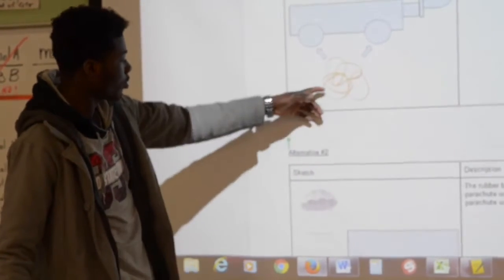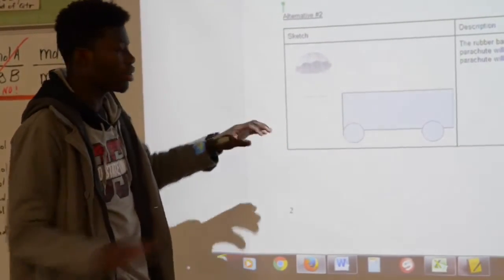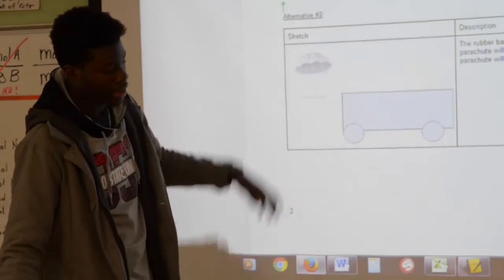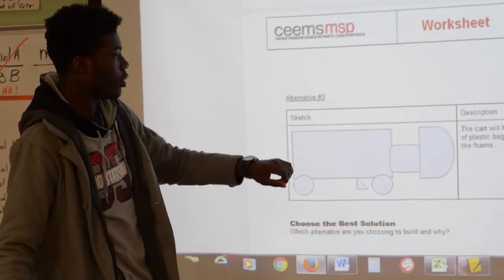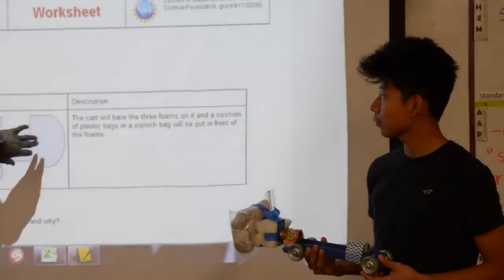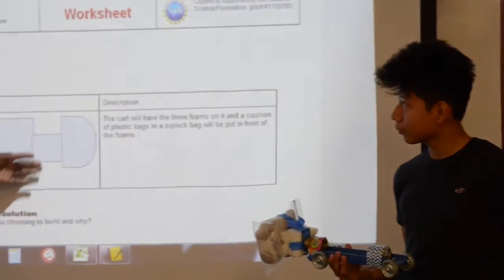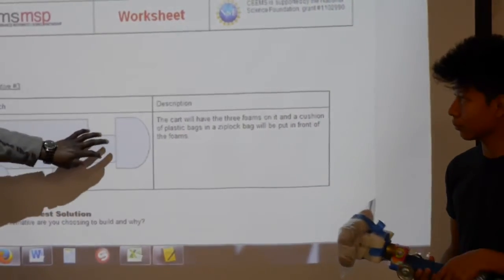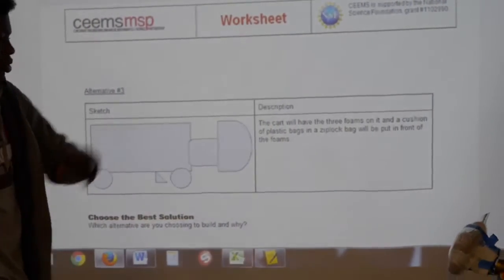Then we decided to remove the rubber bands and add a parachute at the back, so if the cart did go too fast, the parachute could get bigger. That didn't really change anything for us, so we went with another idea, where we put a Ziploc bag with plastic bags in front of the phones. We had 3 phones in front because it just worked best with the cart. It decreased the force that we put on the sensor. So you can go ahead and explain that.